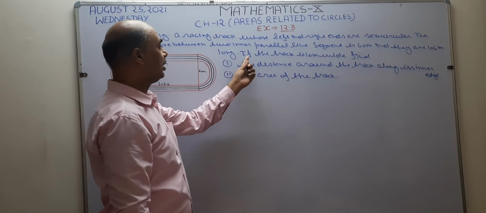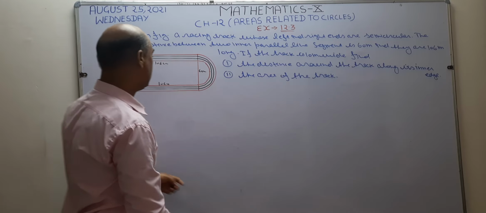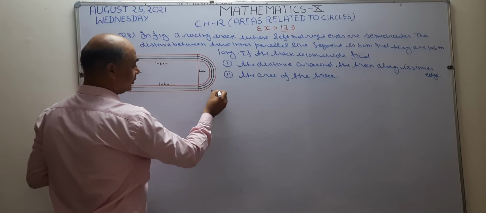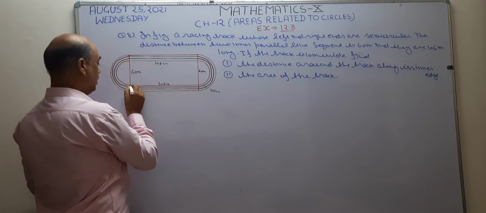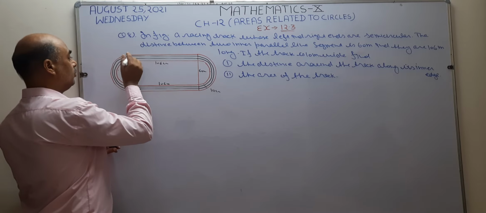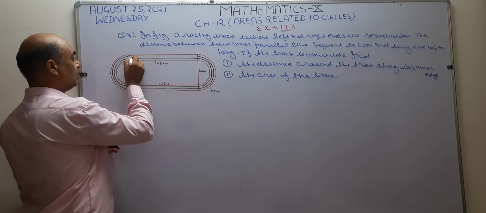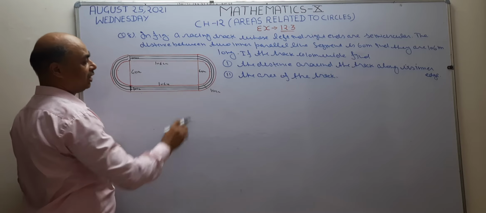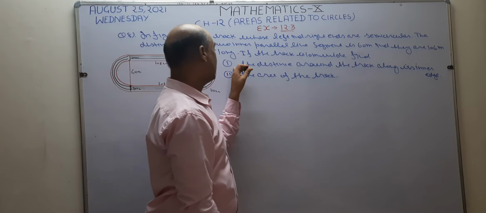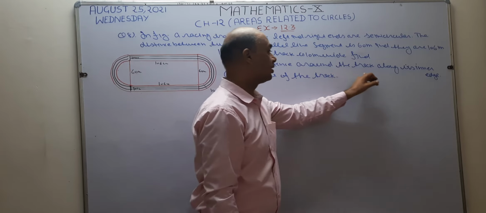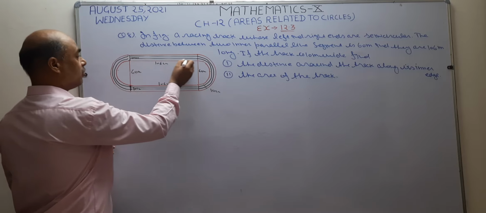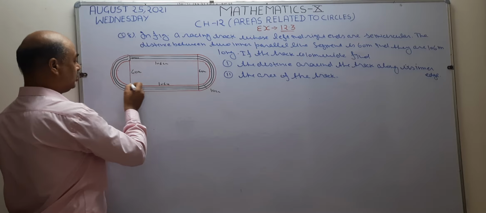Now in this question, the track is 10 meter wide. The thickness or width of the track is 10 meter. From this end and from this end it is 10 meter. The thickness remains the same, 10 meter. Find number 1: the distance around the track along the inner edge. So this is your inner edge. We are going to find the length of this inner track.